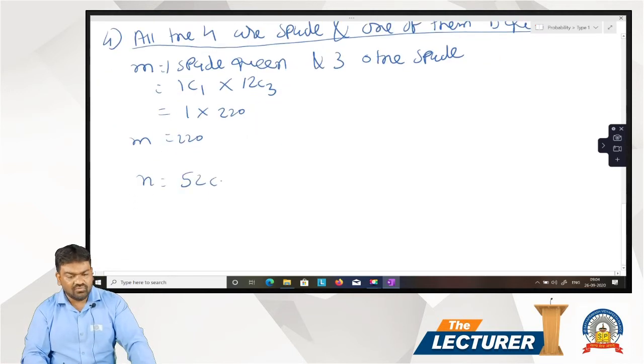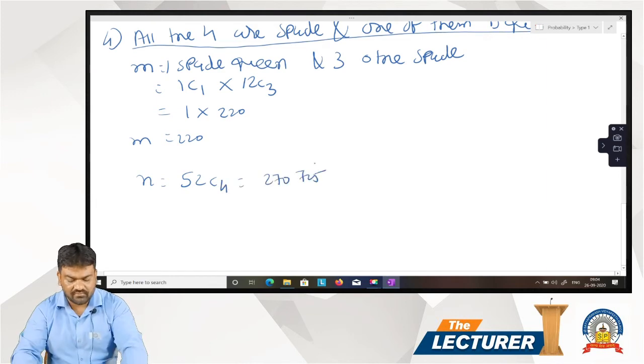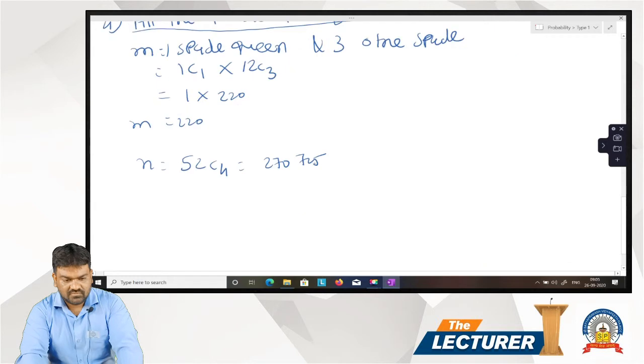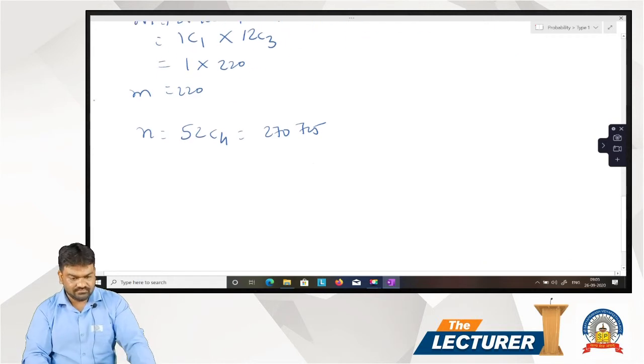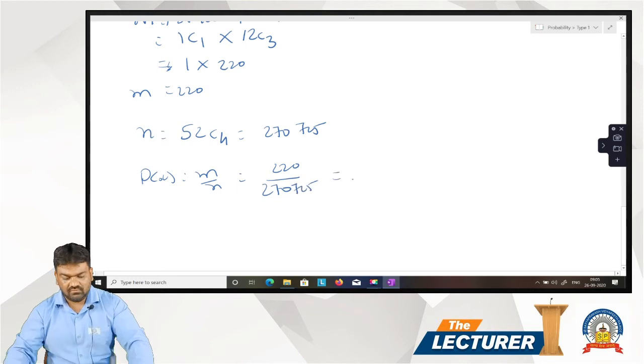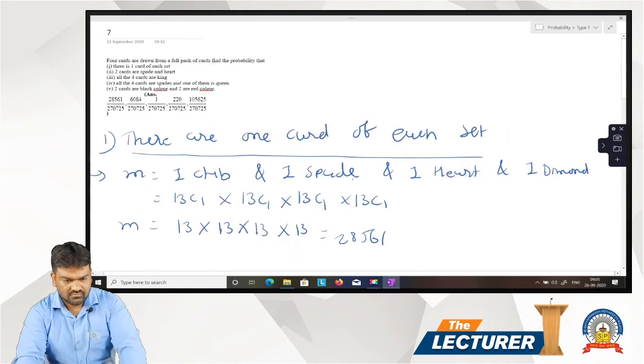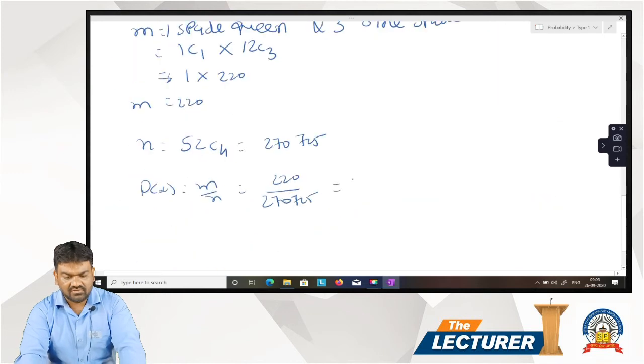Out of 52, 4 will be selected: 270725. Probability P of x is equal to favorable result divided by total result, M divided by N. Favorable result 220 divided by 270725. This is your answer.